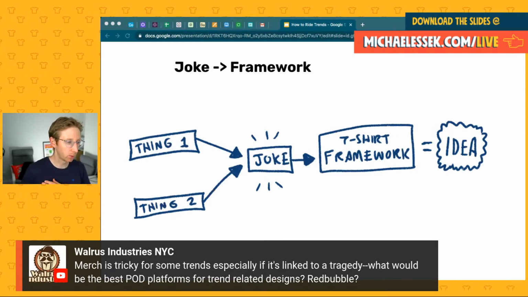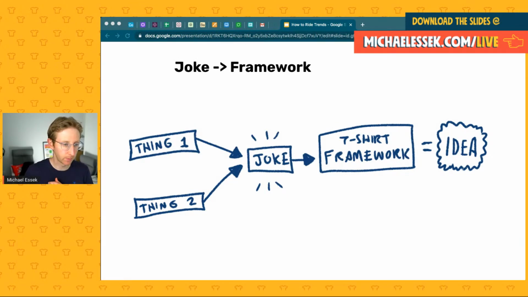What would be the best POD platform for trend-related designs? So it depends on the trend, of course. Some will take stuff down, some won't, and it really just depends on whatever it is. I don't think there's a best POD platform for trend-related designs, because trend is such a broad term. But if you're trying to do things that are questionable, then merch is probably not the right platform for that. Redbubble does tend to be more open.